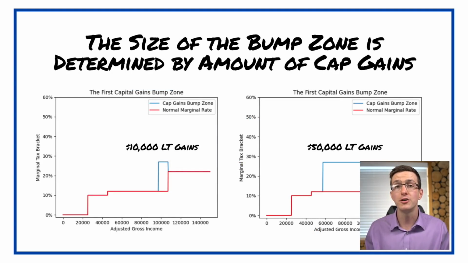And it's very important to understand that the size of this zone will depend on how much you have in long-term capital gains. So if we just have $3,000 in long-term capital gains, it will be much smaller than if we have, let's say, $12,000 in long-term capital gains. Once again, this idea of spreading out the tax liability within this bump zone is very similar to the last two examples that we talked about.